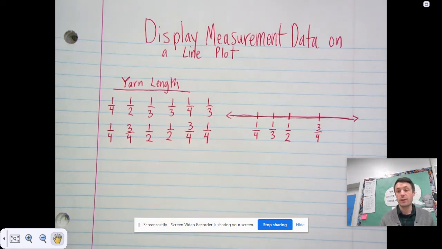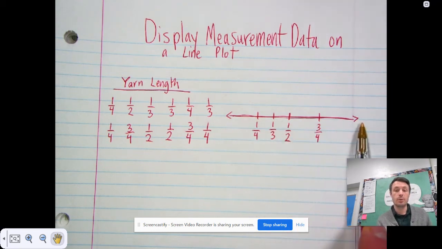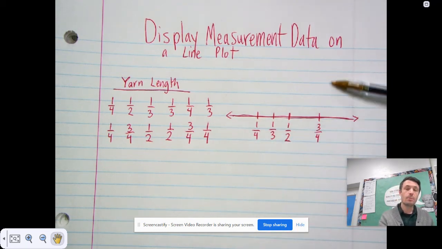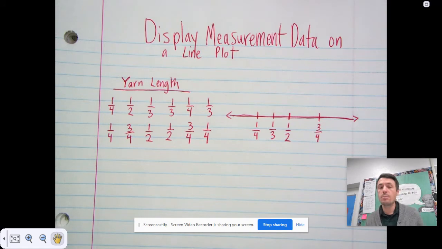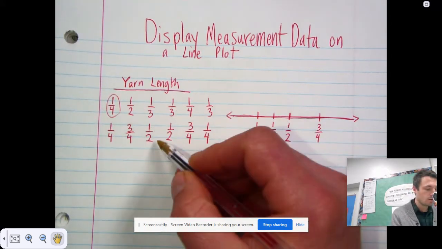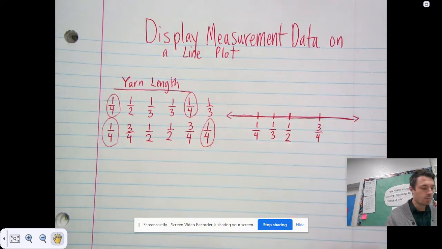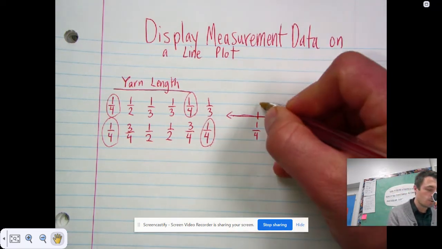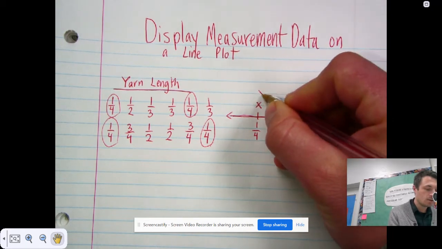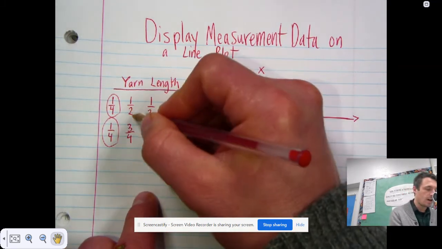So it shows what the different measurements are going from smallest to largest along the line plot. But then going up above the line plot, it shows how many pieces we have for each measurement. So for 1/4, we have 1, 2, 3, 4 pieces of yarn that are 1/4 of a foot long. So we put 4 X's. 1, 2, 3, 4.